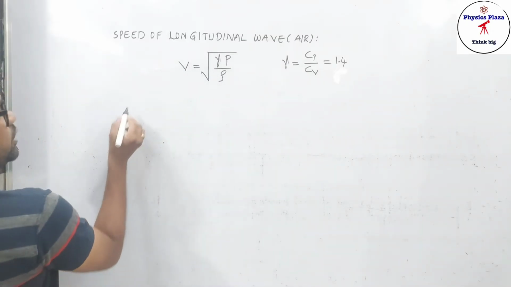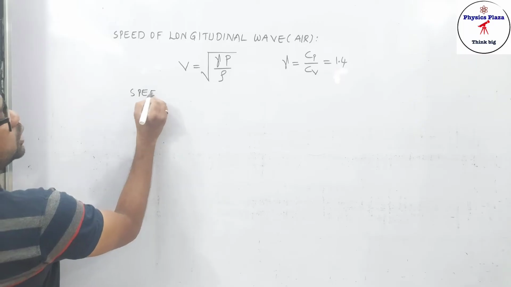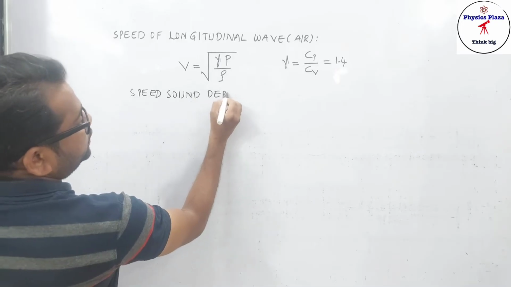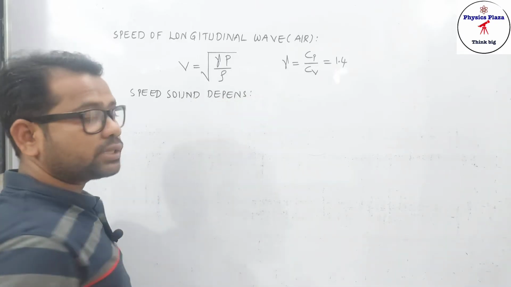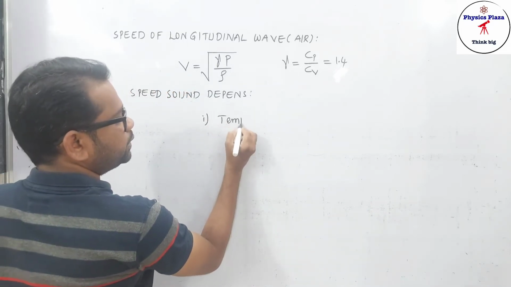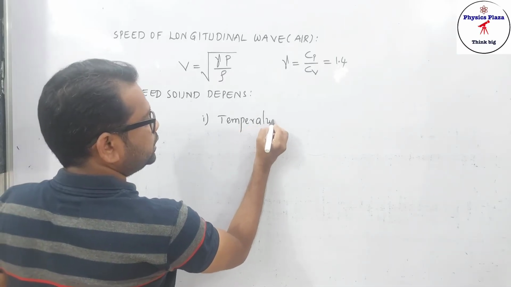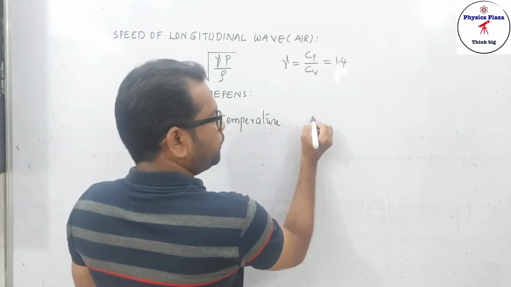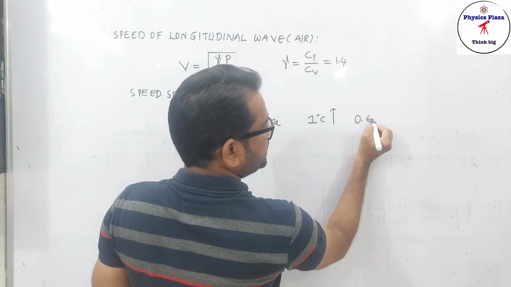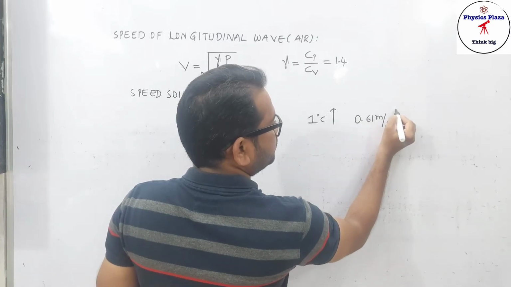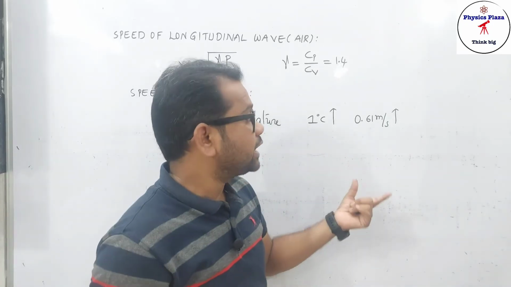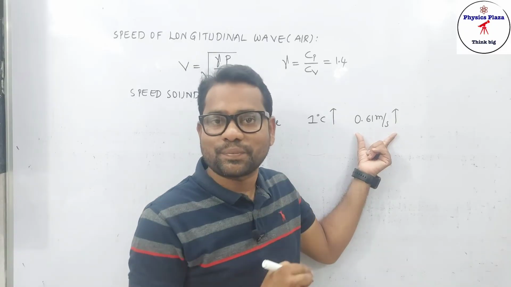Now children, on which factors does the speed of sound in air depend? Let us list out the factors on which the speed of sound depends. First one, children, is temperature. Very important. For every 1 degree Celsius rise in temperature, the speed of sound increases by 0.61 meter per second. So if you go on increasing the temperature by 1 degree Celsius, the speed of sound increases by 0.61 meter per second. Is it clear?